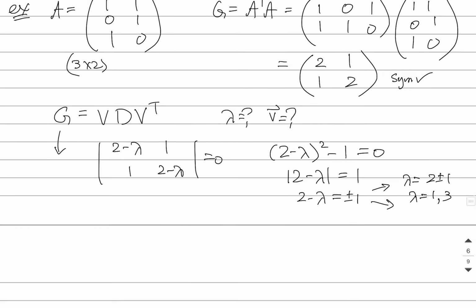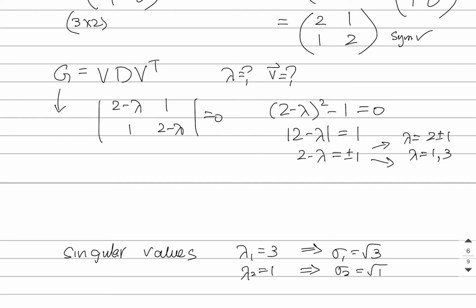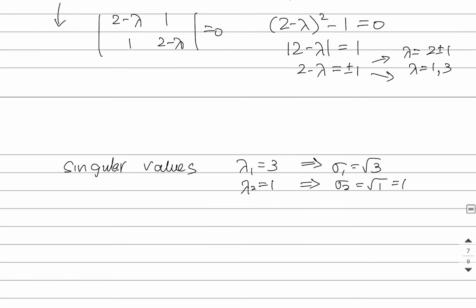They are going to be related to the singular values. So the singular values are going to be like this. If lambda 1 is 3, then sigma 1 will be the square root of 3. If lambda 2 is equal to 1, then sigma 2 will be the square root of 1, which is just 1. So those are the singular values of the matrix.